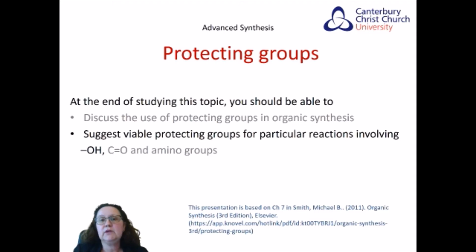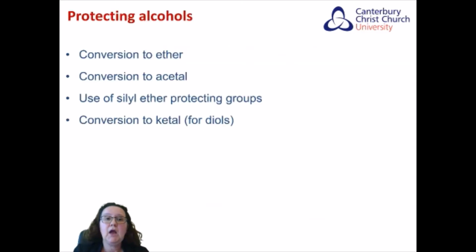In this second video dedicated to protecting groups, I'm going to be looking at specific protecting groups that can be used to protect hydroxyls. What can you do to protect an alcohol, a hydroxyl group? Well, the typical four courses of action is to convert your alcohol to an ether group, to convert it to an acetal, to use a silyl ether group, or if you have a diol, to convert it to a ketal.